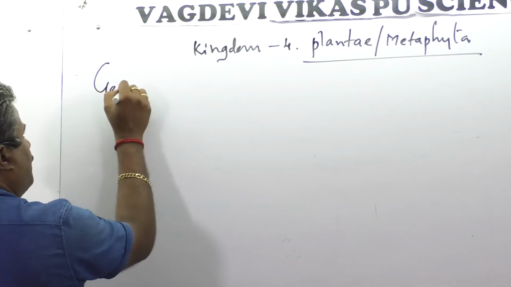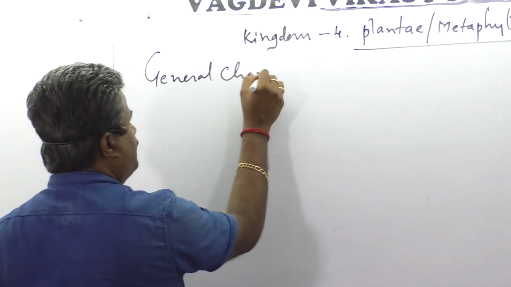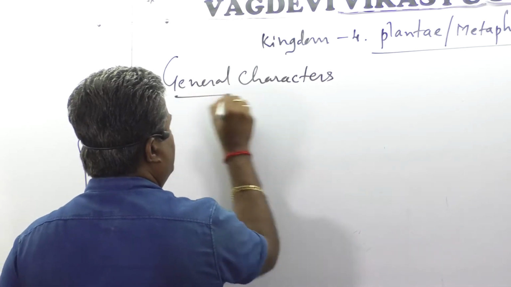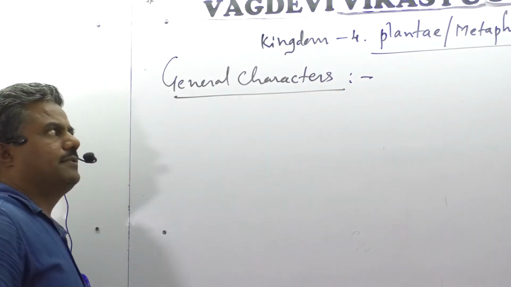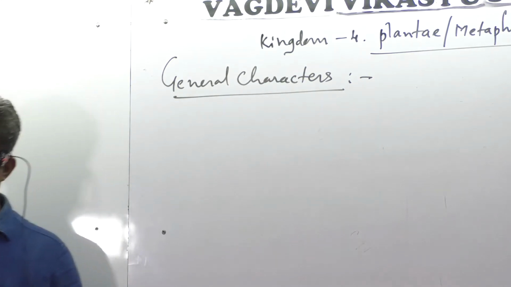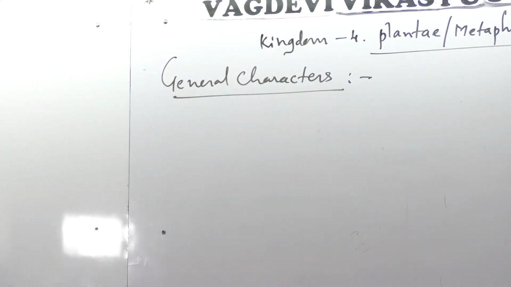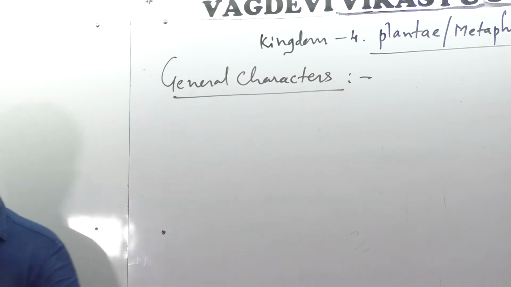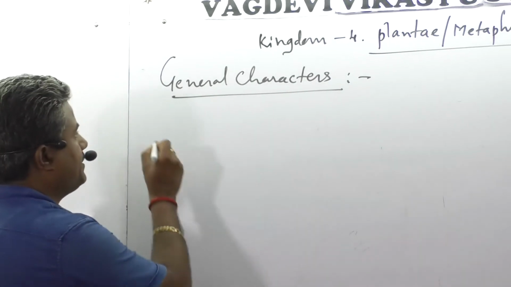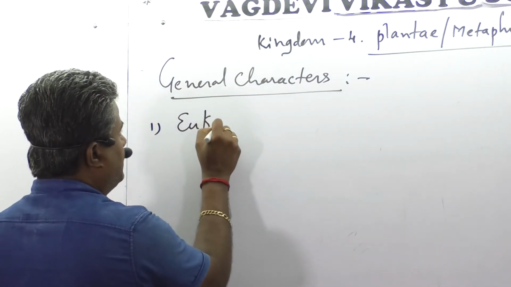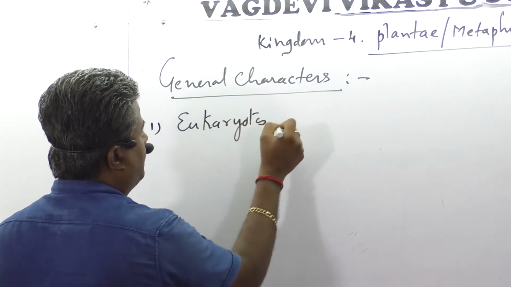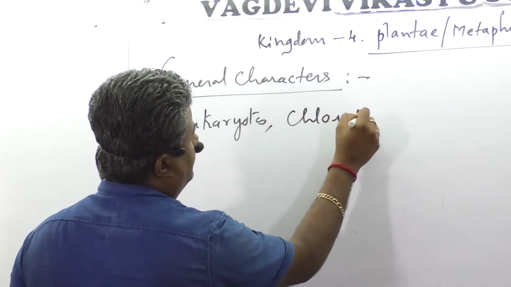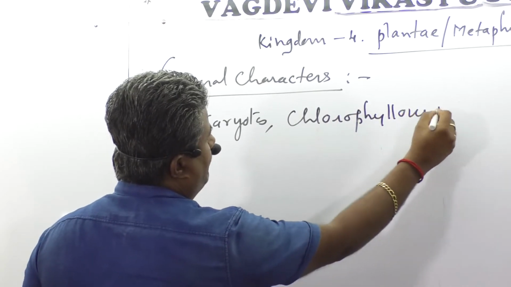Just the general characters we discuss. General characters of kingdom Plantae. Here, the members belonging to kingdom Plantae are all eukaryotes and chlorophyllous plants.